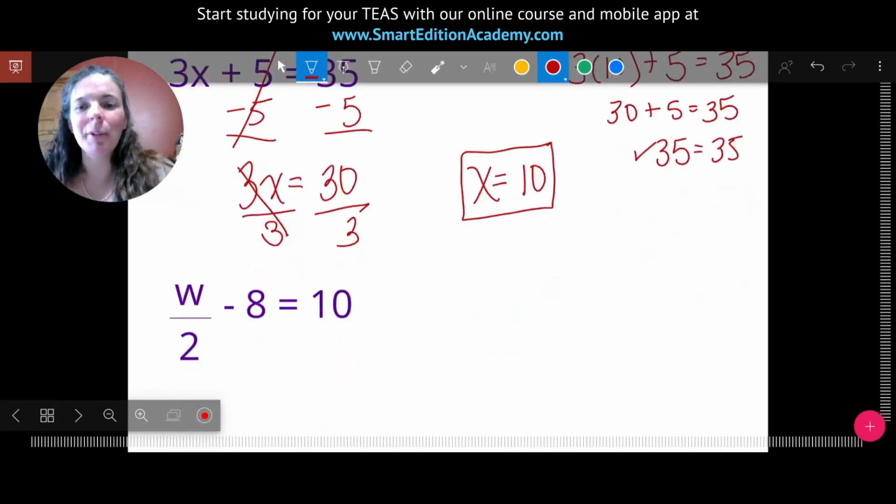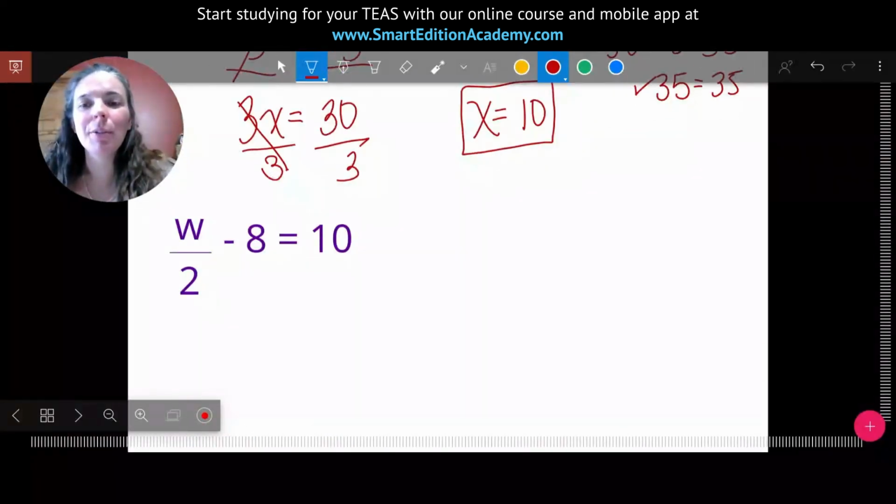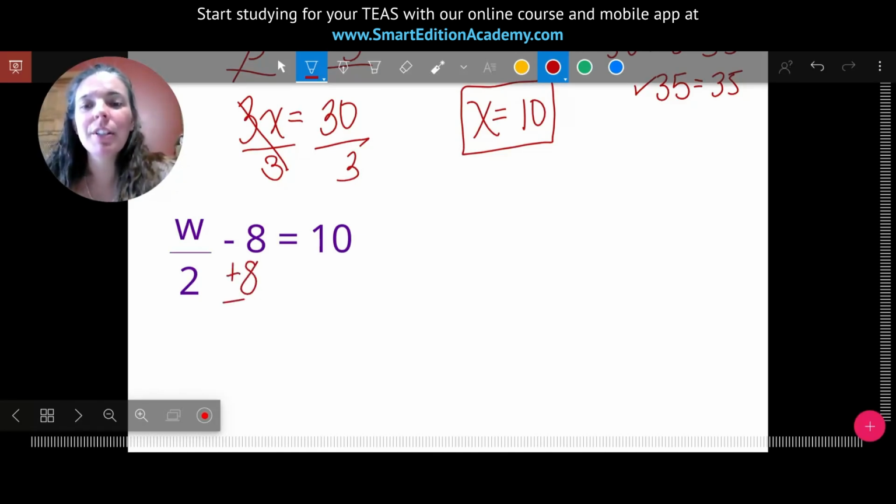Okay, let's try another one. W divided by 2 minus 8 equals 10. So order of operations is telling me to do the subtraction, get rid of that subtraction. I need to do the inverse operation of addition to get it to cancel out. And if I do it on one side, I need to do it on the other side. So I'm left with W divided by 2 equals 18.